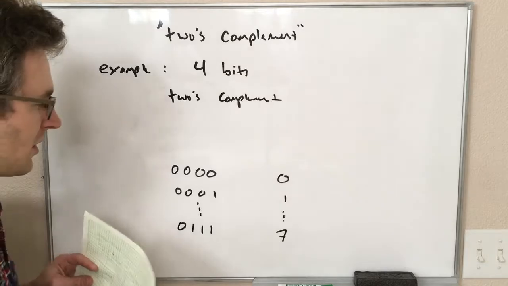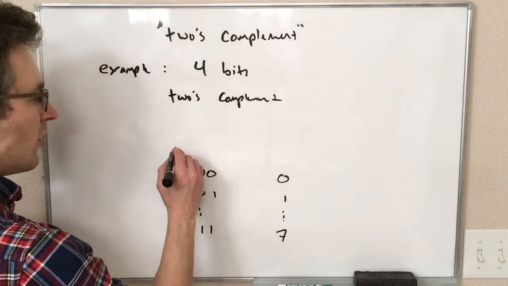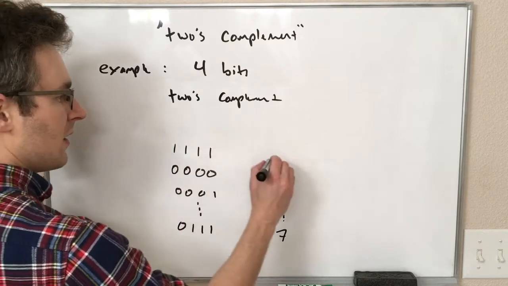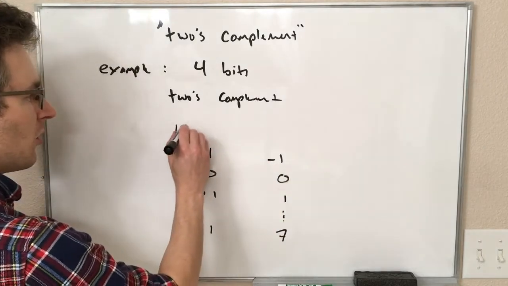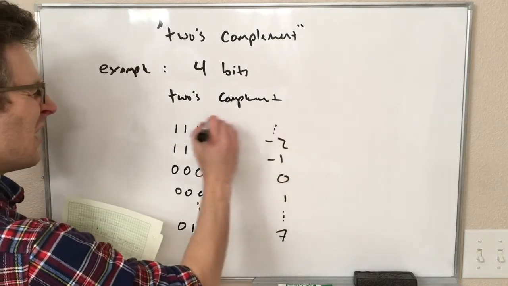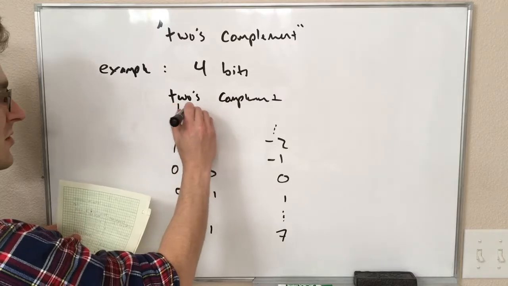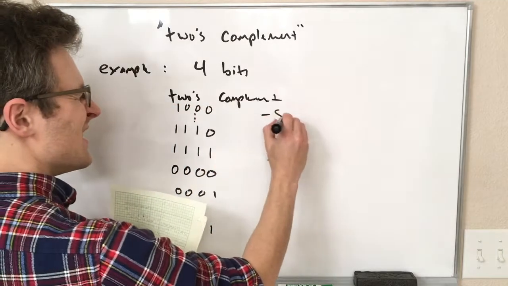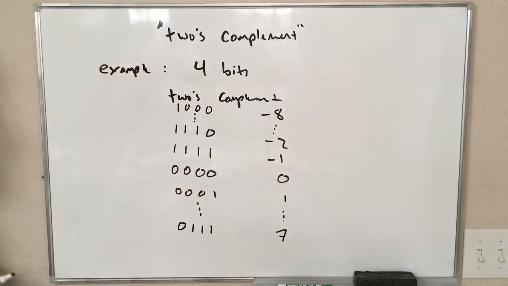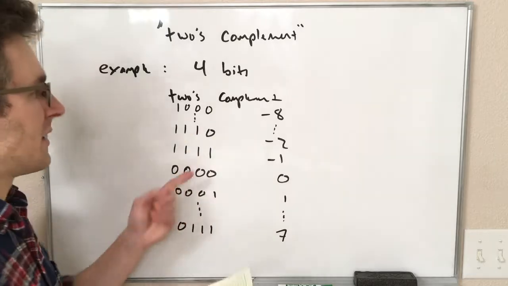But something changes. 1, 1, 1, 1 is actually negative 1. 1, 1, 1, 0 is negative 2. And so counting down from the other direction, we end up at 1, 0, 0, 0, which is negative 8.